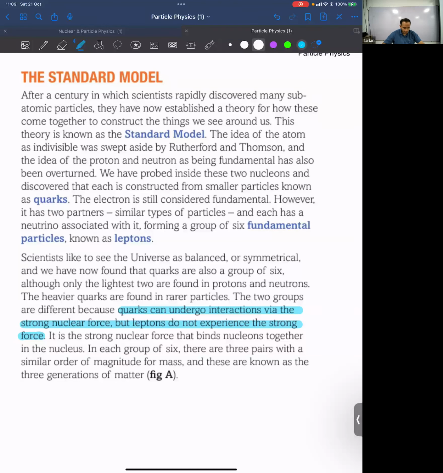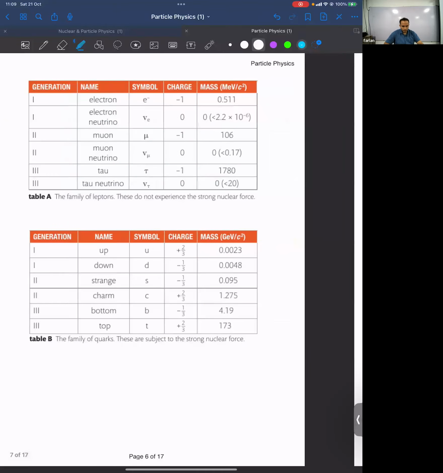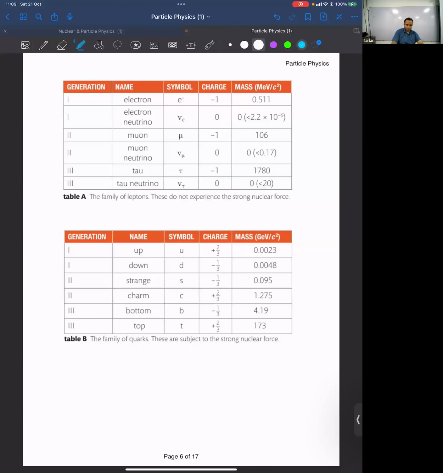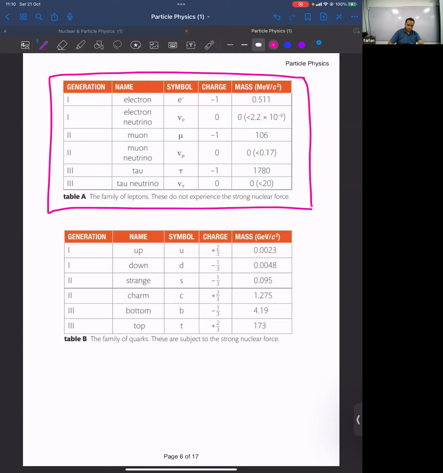In each group of 6, there are 3 pairs with a similar order of magnitude for mass, and these are known as 3 generations of matter. Okay, so guys, now these are the particles. There are 6 particles here and 6 more particles here.